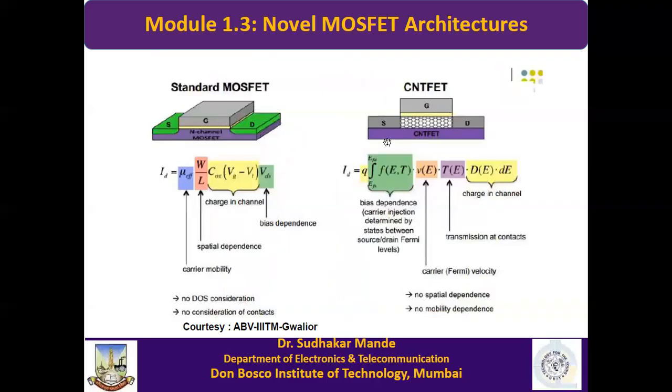And this is basically what it is. If you see here, this is your MOSFET equation, in which the current depends upon mobility, upon W by L, upon charge, and upon voltage, right?